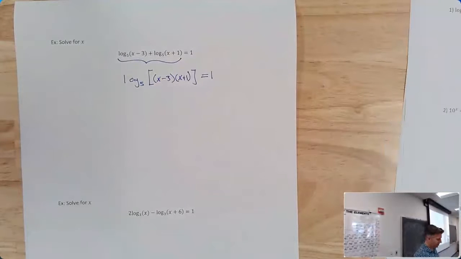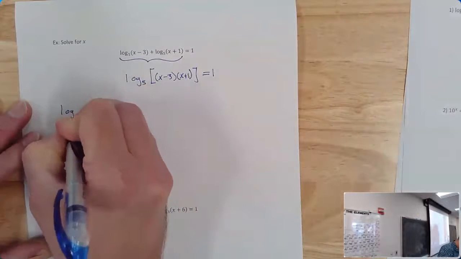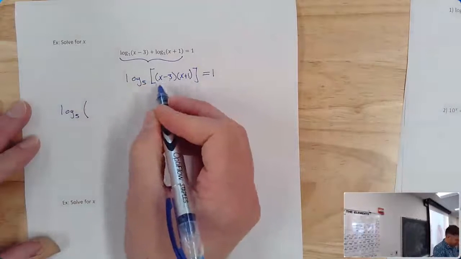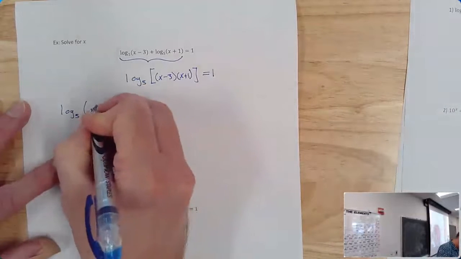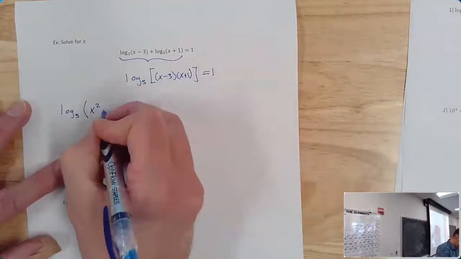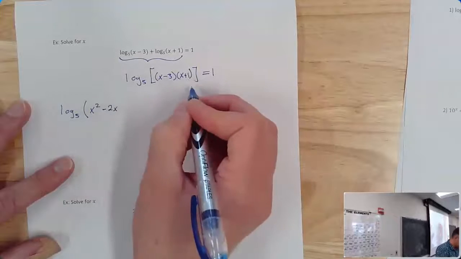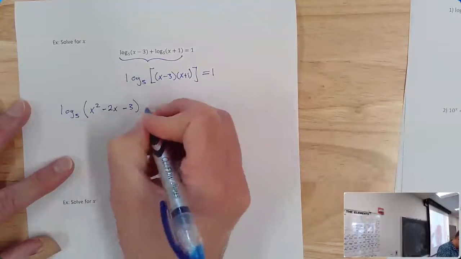And I would probably multiply out the inside first before I do anything else. So let's rewrite this as log base 5 of x squared. I'm going to get a minus 3x and a plus 1x. That's going to be a minus 2x. And then minus 3 times plus 1 is minus 3. Equal to 1.